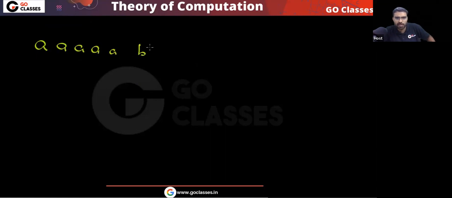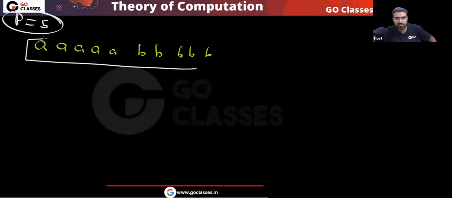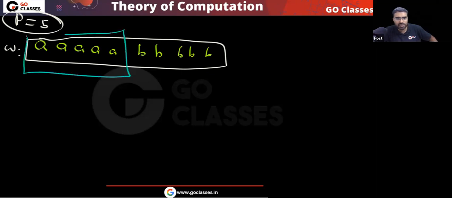See, let me give you the point. Let me give you y. For example, this is your string. Let me just tell you why I am saying this. Because this is your string a power 5, b power 5, and we are checking p equal to 5. This is your string w. Now, in this area, you will find y.